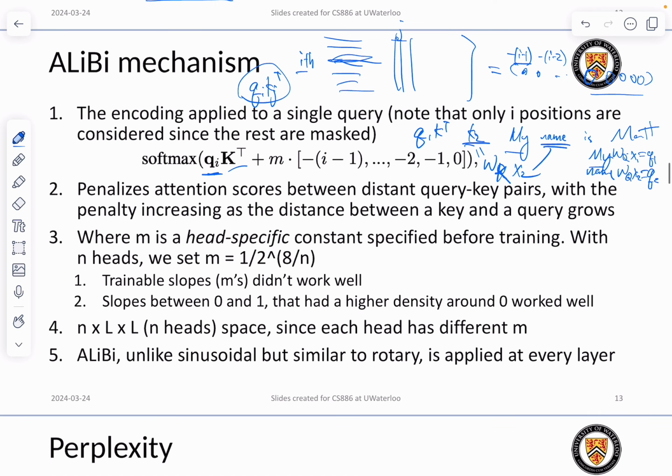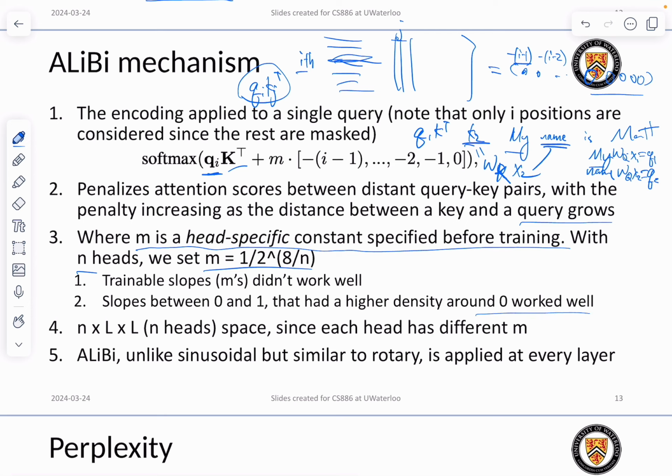So this is the same idea, and m is a head-specific constant specified before training, and with n heads, this is what we set m to be. That's just the number that worked well for them, and they observed that trainable m's didn't work well, and slopes between 0 and 1 that had a higher density around 0 worked well.